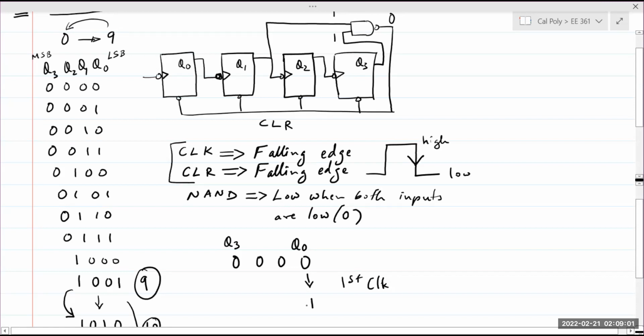Now this 1, meaning Q0 has now gone to high, is fed as input to Q1. But Q1 will not change until this transition takes place, meaning it goes from 1 to 0, right? And so the output of Q1 does not toggle, remains at 0, which is fed as input to Q2. That also remains 0, which is fed as input to Q3, which also remains as 0, right?